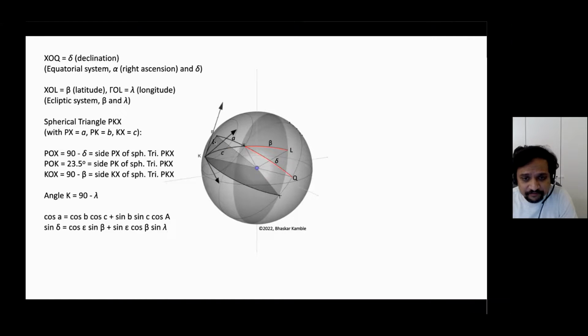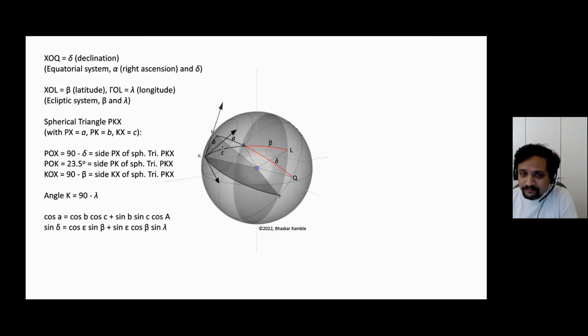What about this third side? Well, just remember that this is the angular separation between the ecliptic pole and the celestial pole. That is, by how much the Earth's axis is tilted. That is approximately 23.5 degrees, and this angle is known as the obliquity of the ecliptic, denoted by the letter epsilon in our presentation. So this side B is epsilon. So we know the three sides of this spherical triangle. Now we need to know this angle K.